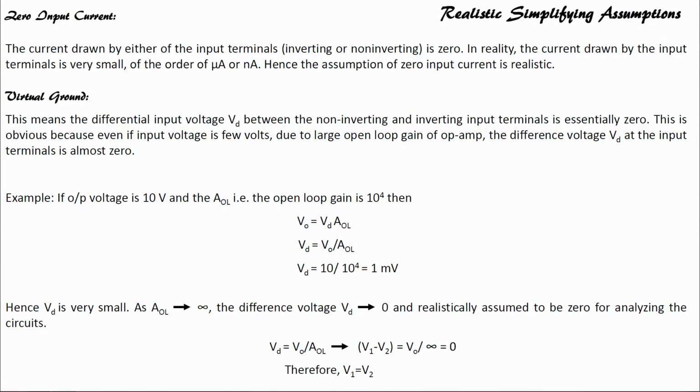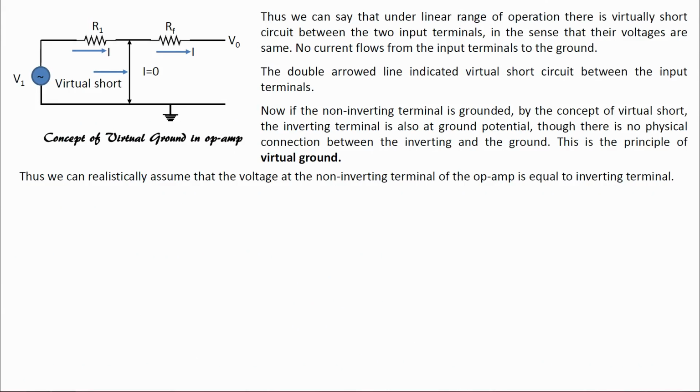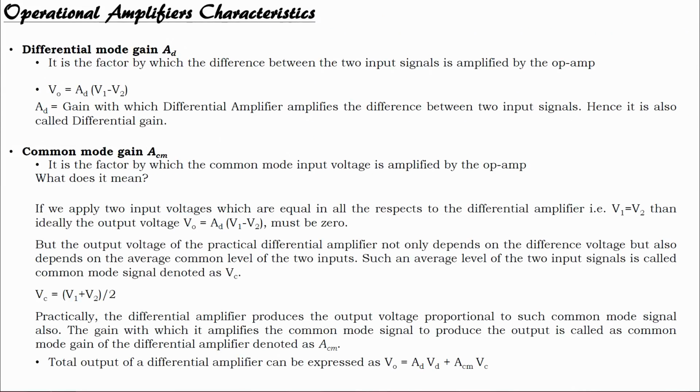Second is virtual ground, very important in the case of an operational amplifier. This means the differential voltage Vd between the non-inverting and inverting terminals is essentially 0. This is obvious because even if the input voltage is a few volts, due to the large open loop gain of the operational amplifier, the difference voltage at the input terminals is almost 0. We have seen that. So, even if one of the terminals is grounded, the second terminal is also considered as ground, and that is the concept of virtual ground.